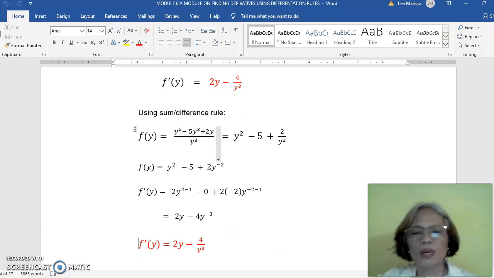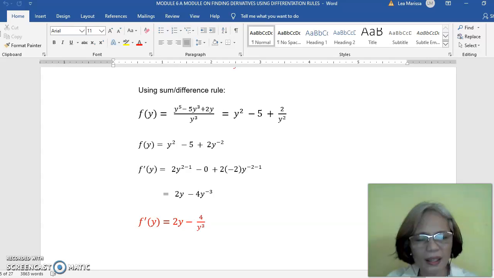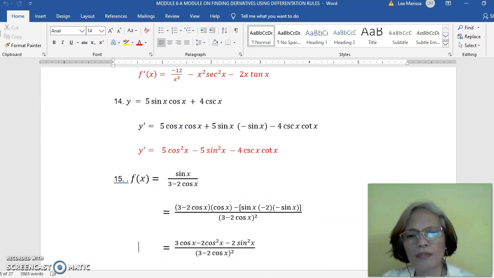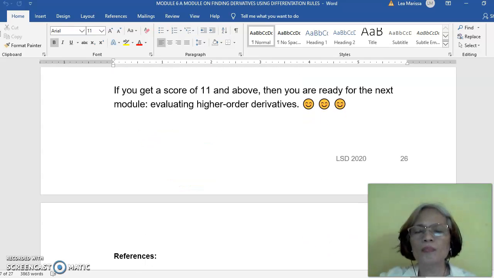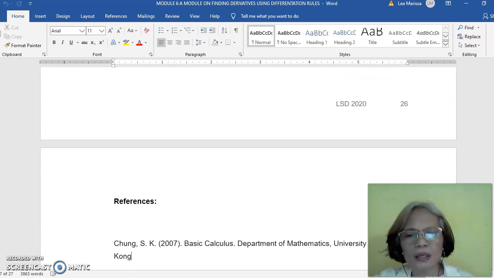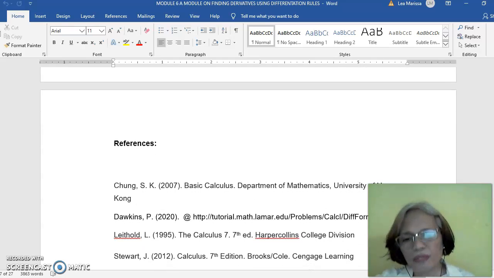Okay, so that's basically it. So we have the title, introduction, we have the objectives, we have instruction to the users, we have the pre-test, the lesson proper, and the post-test. And also, I have here a remark. If after the post-test, the learner got a score of 11 and above, then he or she is ready for the next module. And then I mentioned the title of the next module, which is about evaluating higher order derivatives. And then the last part is the references.